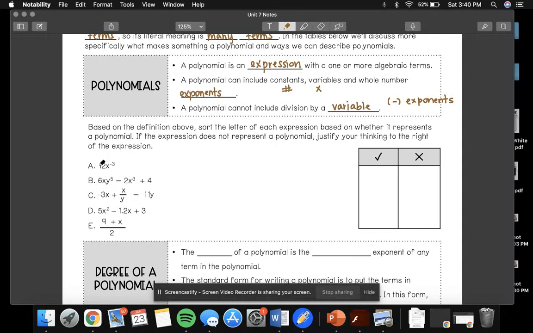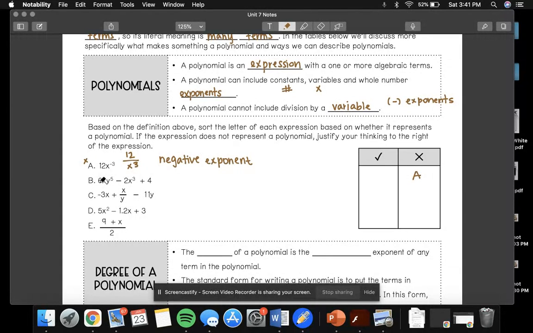Okay, so A, this very first one, we have 12x to the negative third, okay? And right now it has a negative exponent. If we were to simplify that using positive exponents, we would have to move it to the denominator. And then we would be dividing by a variable. And because of that, this makes it not a polynomial. It's not classified as a polynomial. The reason you could say that is there is a negative exponent. Or you could say it's not a whole number exponent.